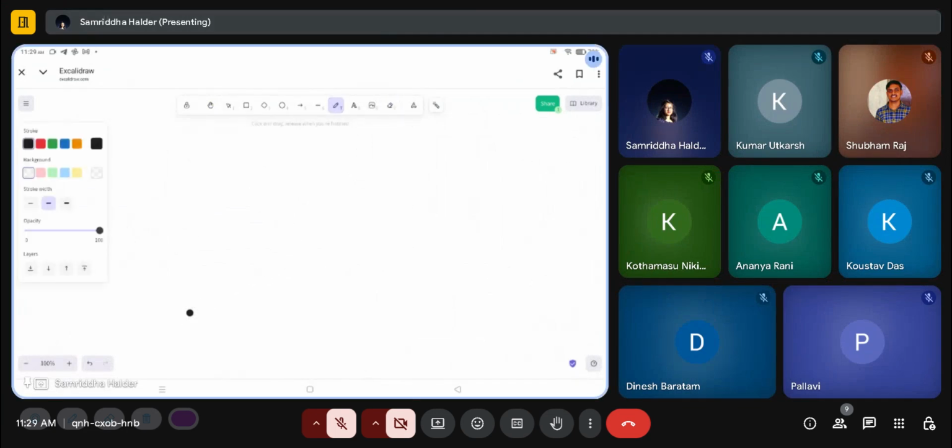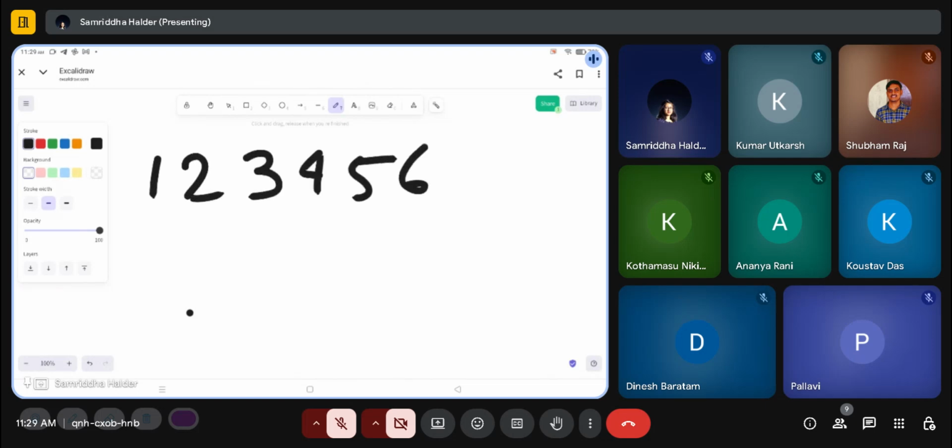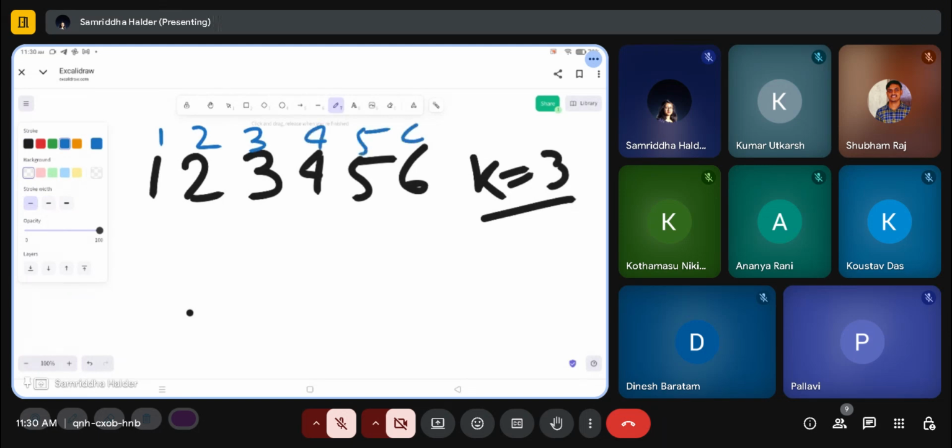Okay, first we'll start by looking at an example because that way it's easiest to understand. Suppose we have this permutation 1, 2, 3, 4, 5, 6. Now I say k will be 3. That means I need three distinct numbers. Now I will just index them once. That will make it easier. These are the indexes in blue and we have the numbers in black.